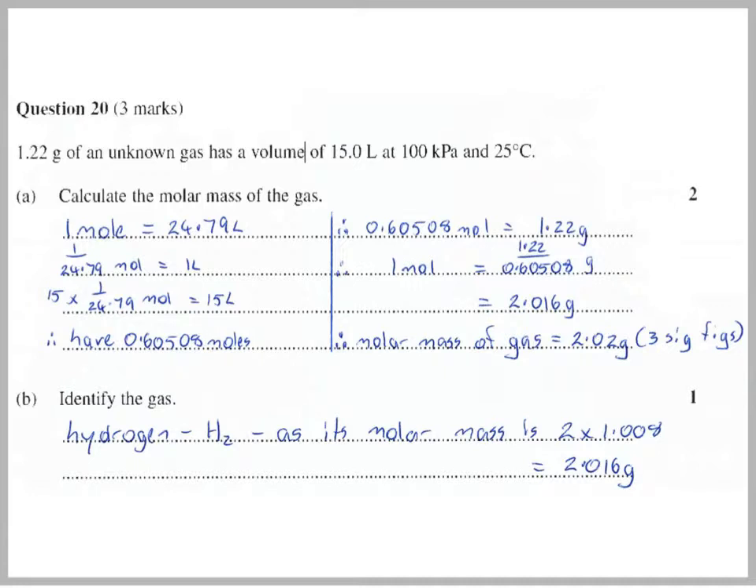Okay, identify the gas. The gas is hydrogen, H2, as its molar mass is 2 times 1.008 equals 2.016, which is the molar mass that we worked out there.